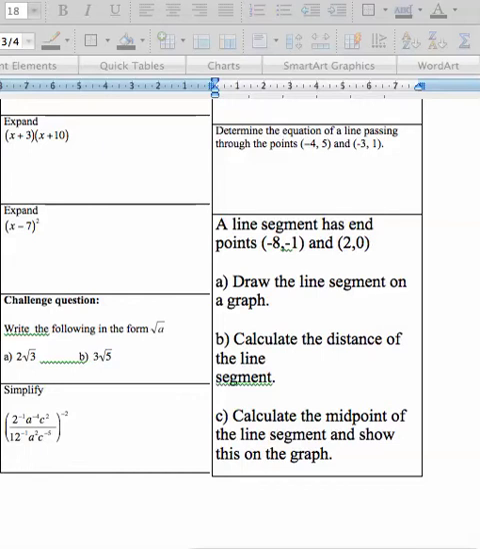Okay, the last question I'll be doing, because it's getting late and we're running out of time, is this one here. A line segment has endpoints, and here are our 2 points. The first step asks us, draw the line segment on a graph. And that's quite easy, just drawing these 2 points and joining them up. B, calculate the distance of the line segment, which is like the length. And C, calculate the midpoint of the line segment and show this on the graph. Okay, so that's pretty straightforward.